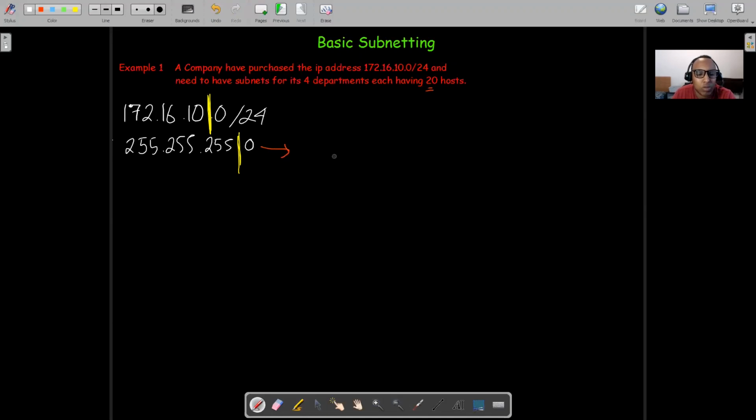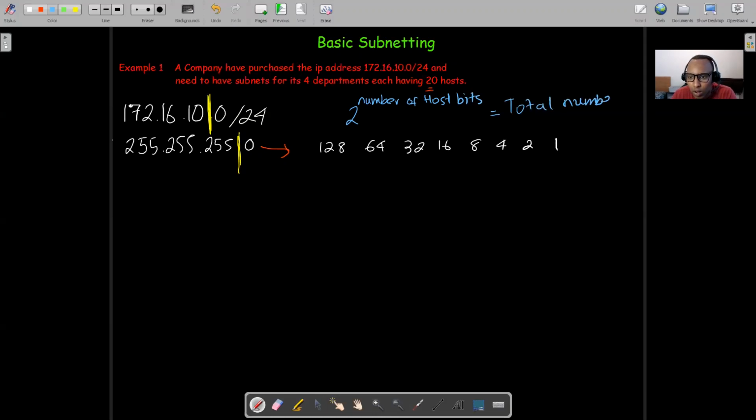If we write that out in actual binary format, we're going to have 128, 64, 32, 16, 8, 4, 2, and 1. There's a formula that we use to find out the number of host bits that we need to borrow in order to match our requirement of 20 hosts. And that is 2 to the power of the number of host bits used. What that will tell us is the total number of hosts.